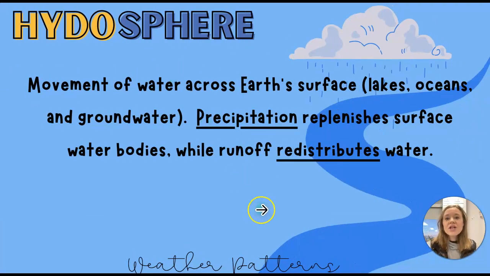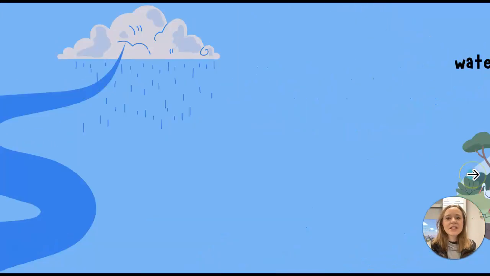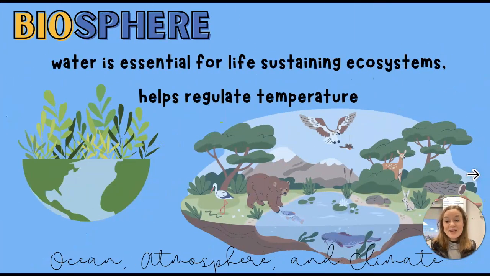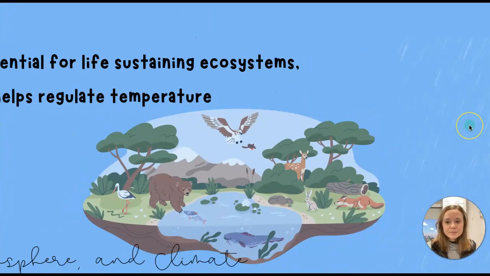Our hydrosphere is water, so that's pretty straightforward here. We'll study that in our weather patterns unit. So we have precipitation, and that helps redistribute our water through runoff. Our biosphere, water is essential for our biosphere, right? We need water to survive. Our animals need water. Our plants, everything needs water to survive. So it helps with sustaining our biosphere and our plants, and it helps us with our temperature. And we saw that in our ocean atmosphere and climate unit.